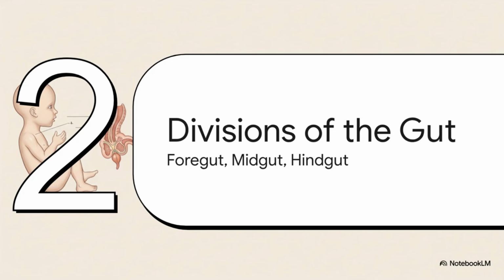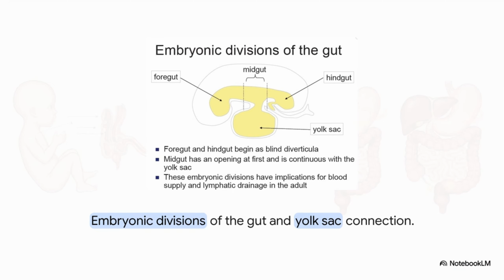Moving right along to Section 2, divisions of the gut: foregut, midgut, and hindgut. All right, now that our basic 3D tube is formed inside the body cavity, we can start identifying its specific functional compartments. We essentially divide the gut into 3 distinct regions: the foregut, the midgut, and the hindgut. Now pay attention to a crucial structural difference here. The foregut and the hindgut both start out as blind-ending diverticula, meaning they're completely closed off at their ends. But the midgut actually maintains a wide open connection to the yolk sac temporarily.